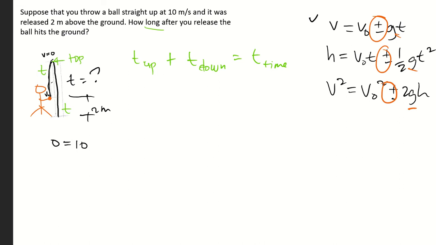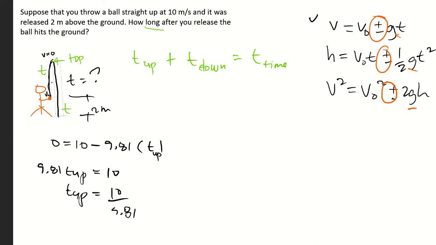So, 10. So, since pataas siya, kalaban ng gravity, so minus 9.81 multiplied by the time. Kasi hinahanap ko yung time up. Okay? So, lipat natin yan. So, magiging 9.81 T up is equivalent to 10. So, T up is equivalent to 10 divided by 9.81, that is equivalent to 1.0194 seconds.